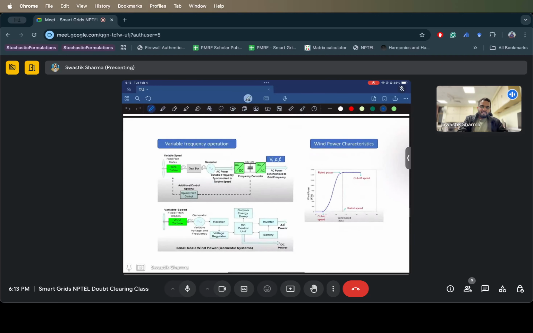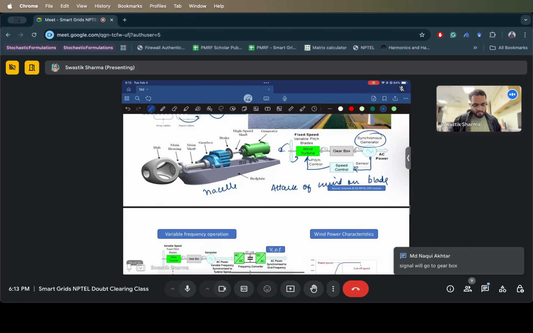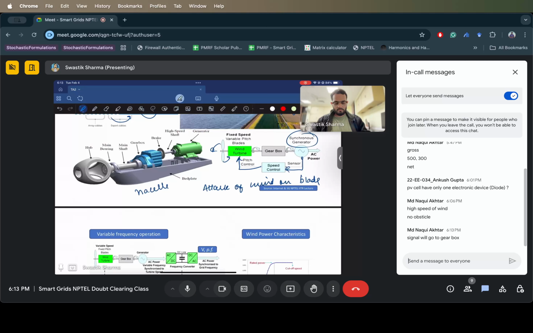Now let's say you want to have variable frequency operation, right? So let the speed increase or decrease. You don't care. You don't want to control the pitch. So what you can do is have variable speed fixed pitch blades. This is the same thing, but you attach a frequency converter, right? The signal will control the rotation. No, not the gearbox. It's the attack of the blades, right?